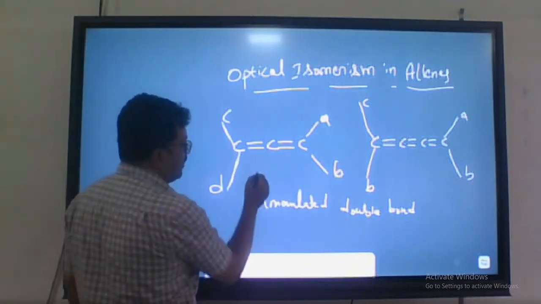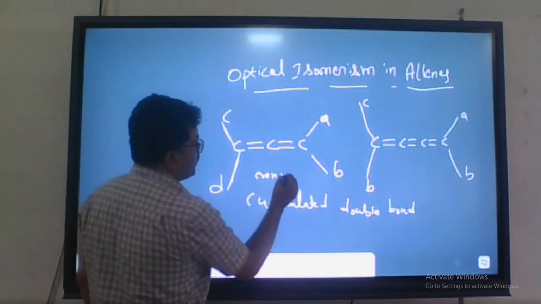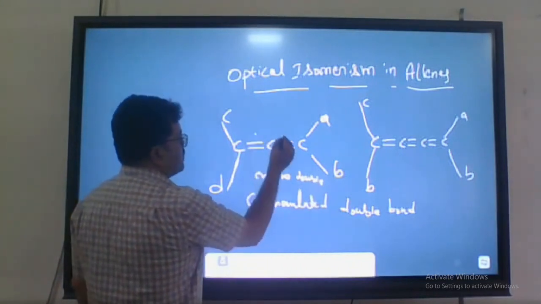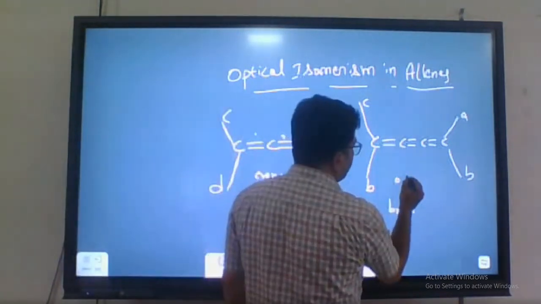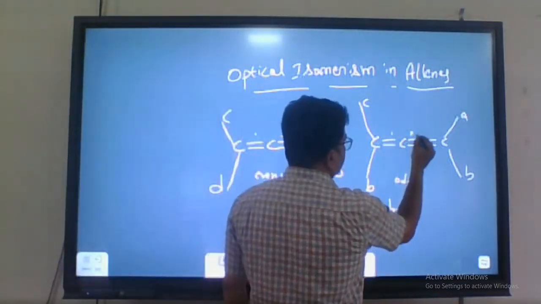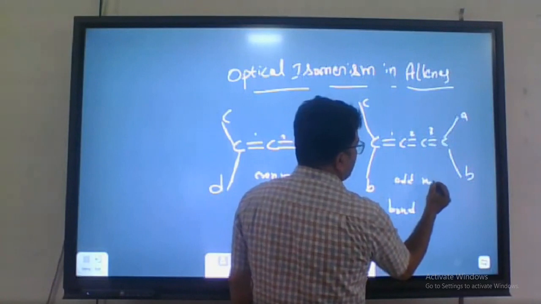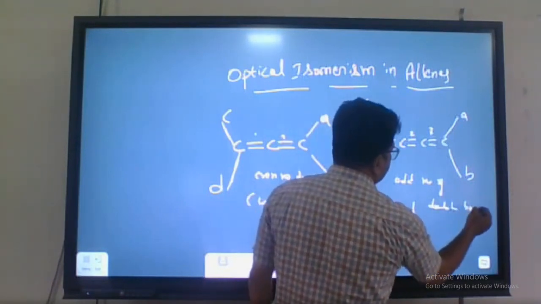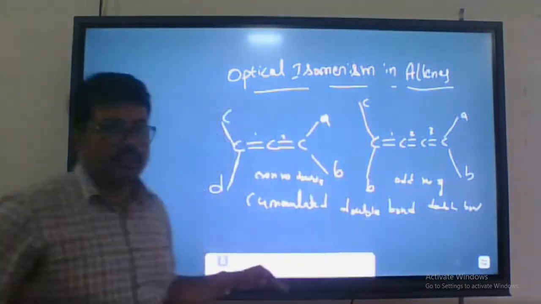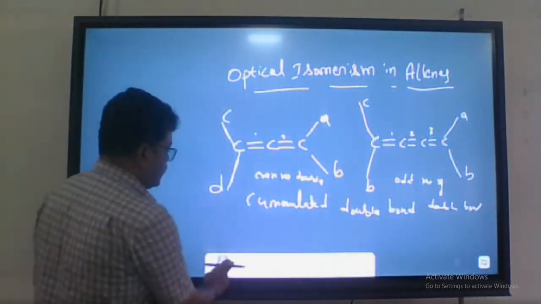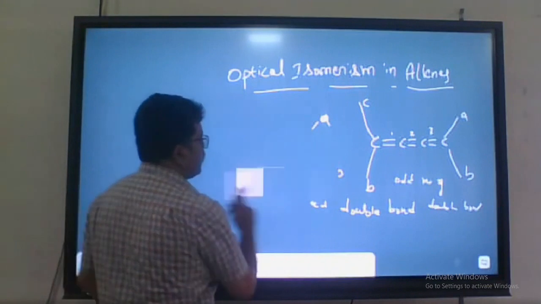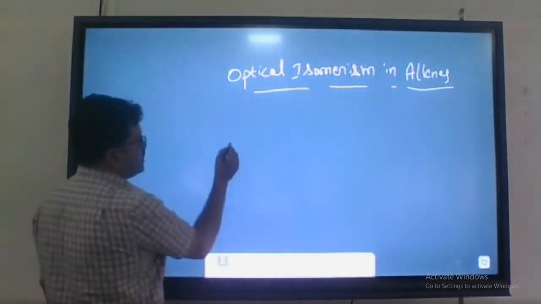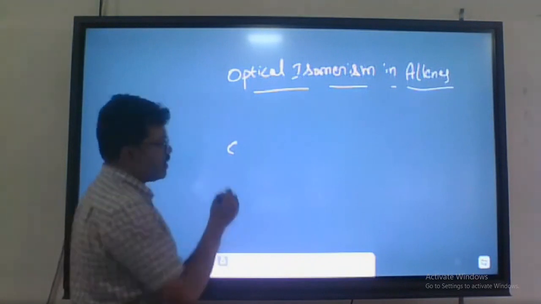Here is an even number of double bonds. See, 1, 2: one with two. Here is an odd number of double bonds: 1, 2 and this is 3. Odd number of double bonds. There must be more than two. This is called an allene.